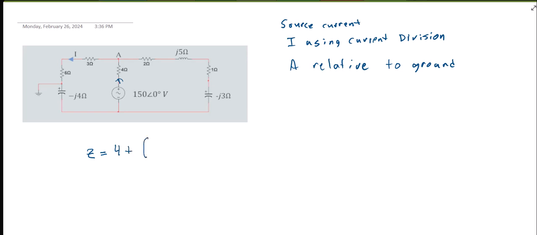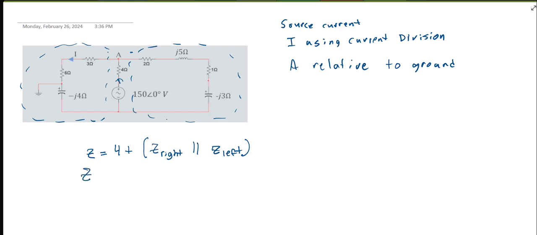plus, and I'll just call this for right now Z right in parallel with Z left, and so it'd be this branch in parallel with this branch. So Z total will be 4 plus Z right, which is 2 plus J5 plus 1 minus J3, in parallel with Z left, which is 9 minus J4.